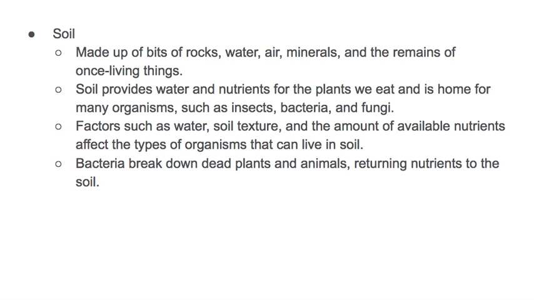And soil is made up of bits of rock, water, air, minerals, and the remains of once living things. So it is abiotic, but it's got a little biotic in there because once living things do exist in the soil. It provides water and nutrients for plants that we eat and a home for many organisms such as insects, bacteria, and fungi. Factors such as water, soil texture, and the amount of available nutrients affect the types of organisms that can live in the soil. Bacteria break down dead plants and animals, returning nutrients to the soil.